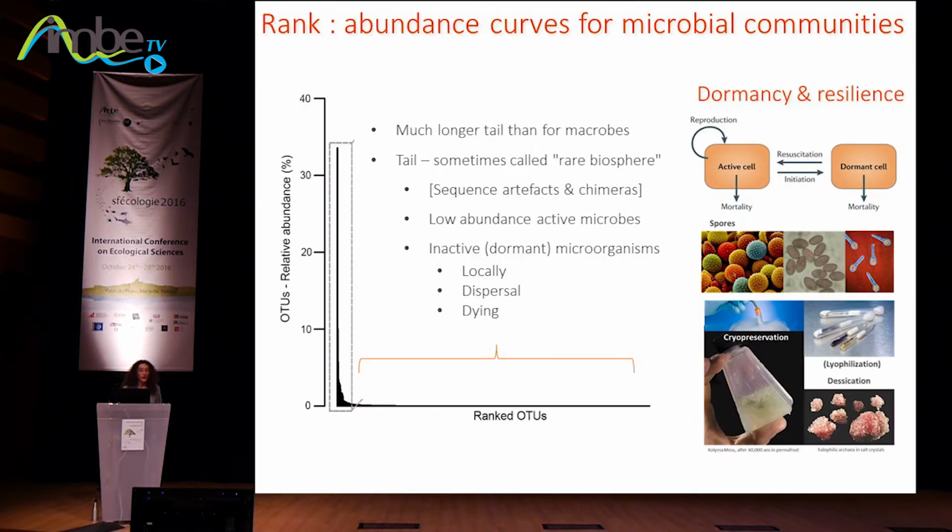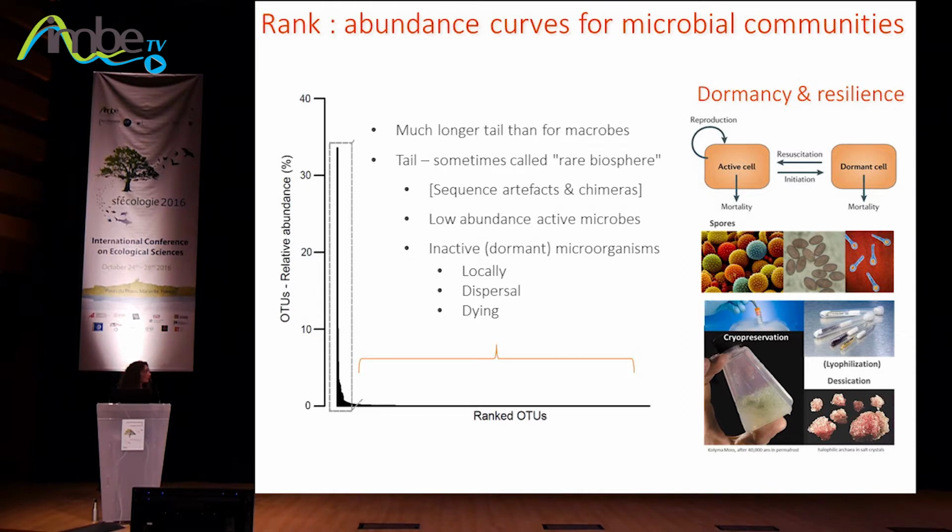That is the case, for instance, for rank abundance curves, curves where you distribute your OTUs, your tags, according to their relative abundance, and these types of curves have much longer tails in the case of microbial communities than in the case of macroorganisms. This very long tail is very often called the rare biosphere. It might be that some part of these sequences correspond to artifacts and chimeras, but we are learning to get rid of those. But part of this long tail corresponds to low abundance organisms that are active, but many, perhaps most of this very long tail correspond to inactive, dormant organisms that are produced locally or are dispersing or on the way to decay.